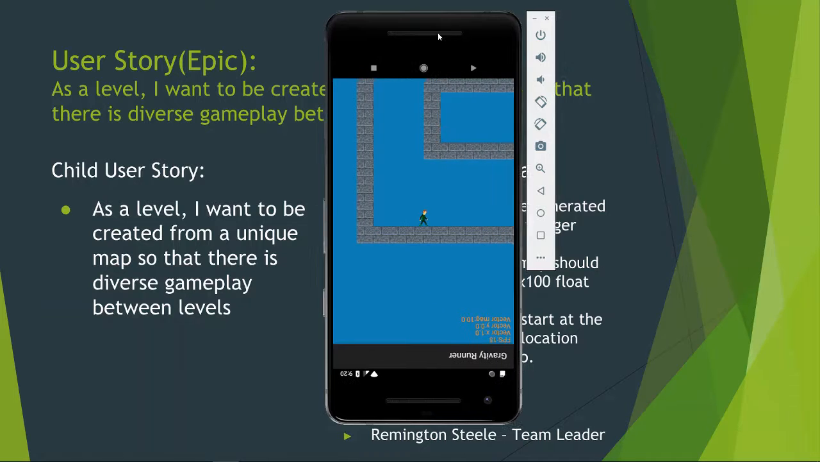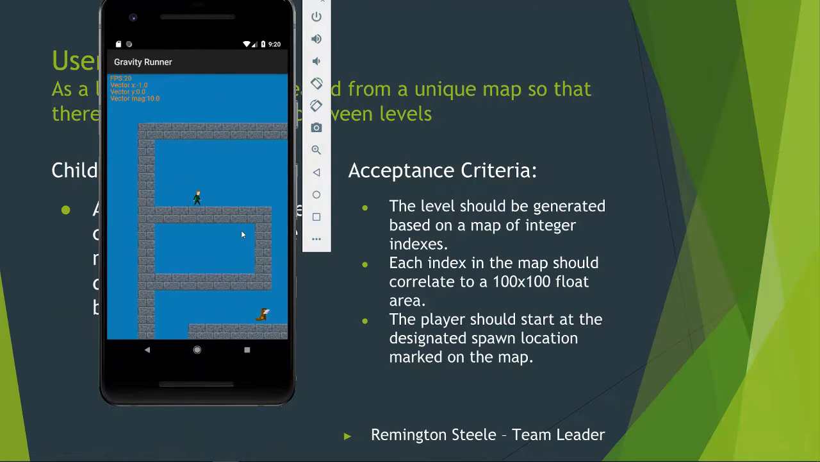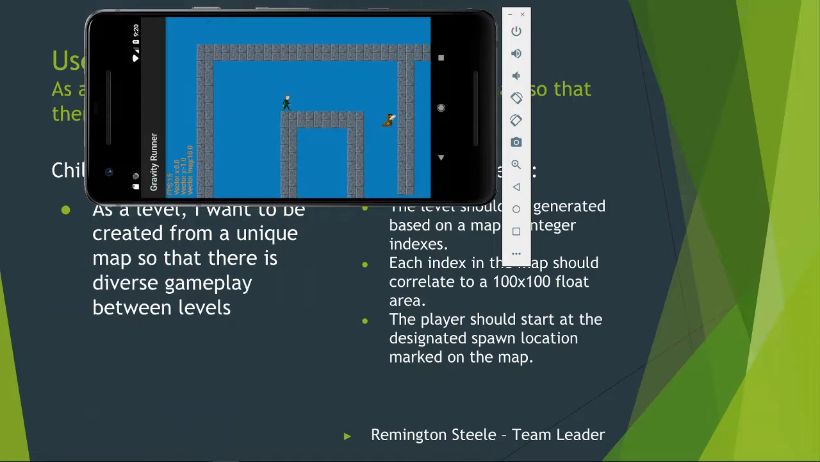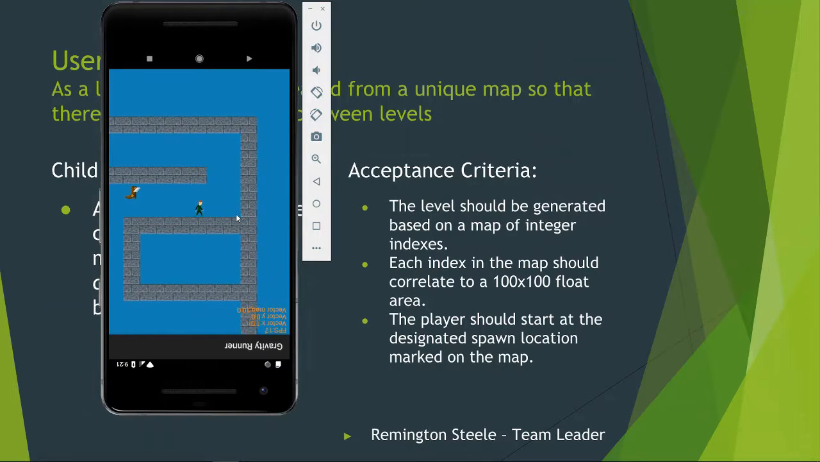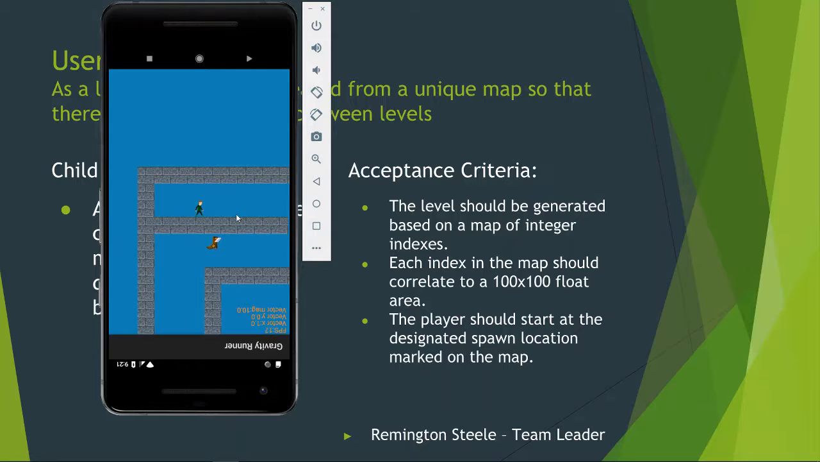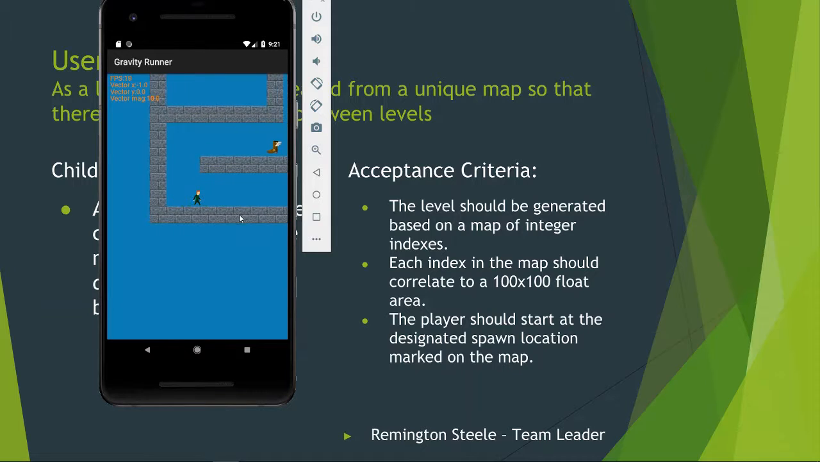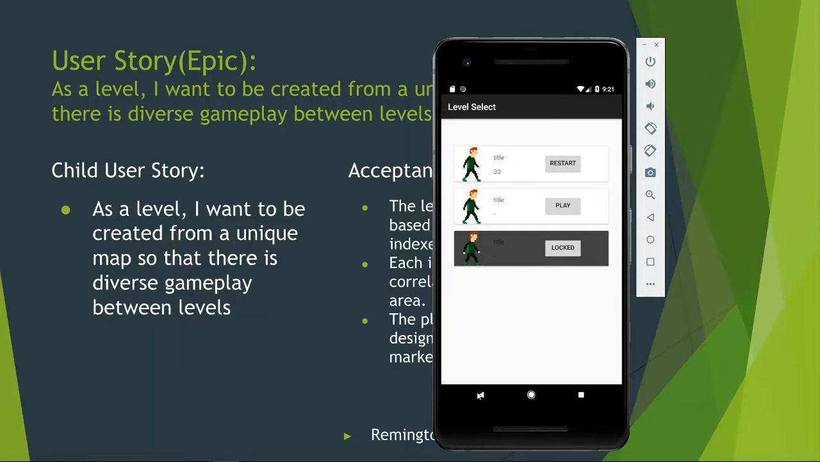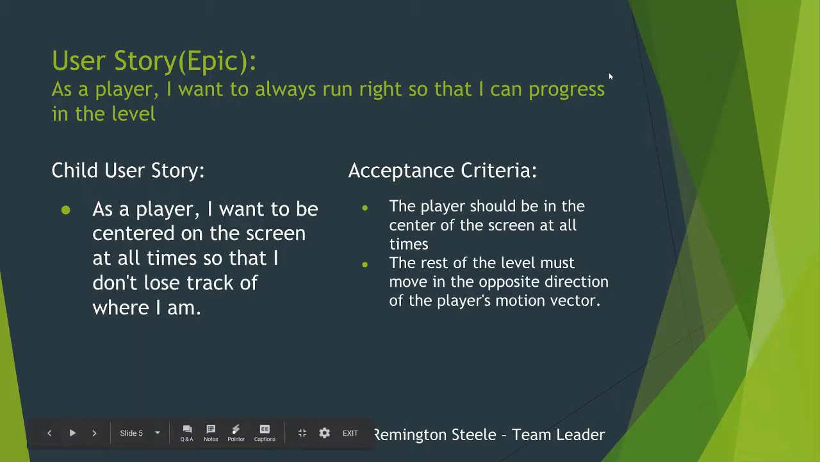We see that each of these tiles here is a 100 by 100 float area, and we can see that clearly by the square map here. And each of these is designated an integer index from a map, so that instead of writing each individual object into the game, we can just make an array of indexes to then be created. And that is how this map was created. So let's back out of here. Log out. We'll continue on.